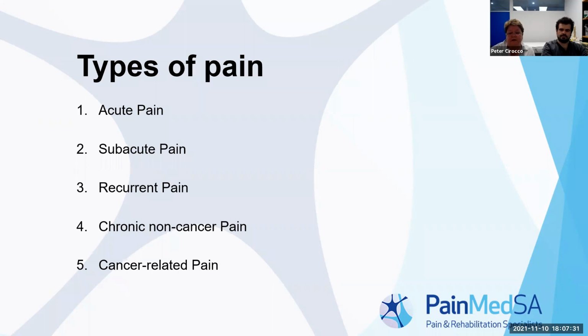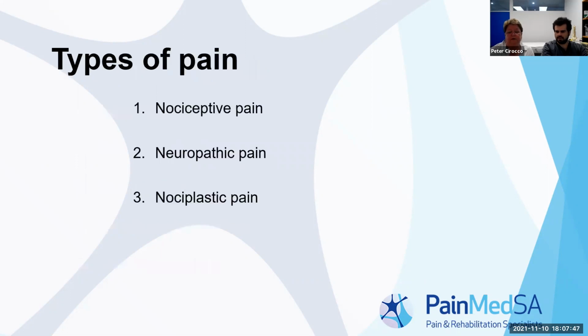and go. We've got chronic non-cancer pain, and that's usually pain that's longer than 3 months, and it doesn't change, it doesn't get better, it doesn't go away. And then we have cancer-related pain, which is managed differently to acute pain.